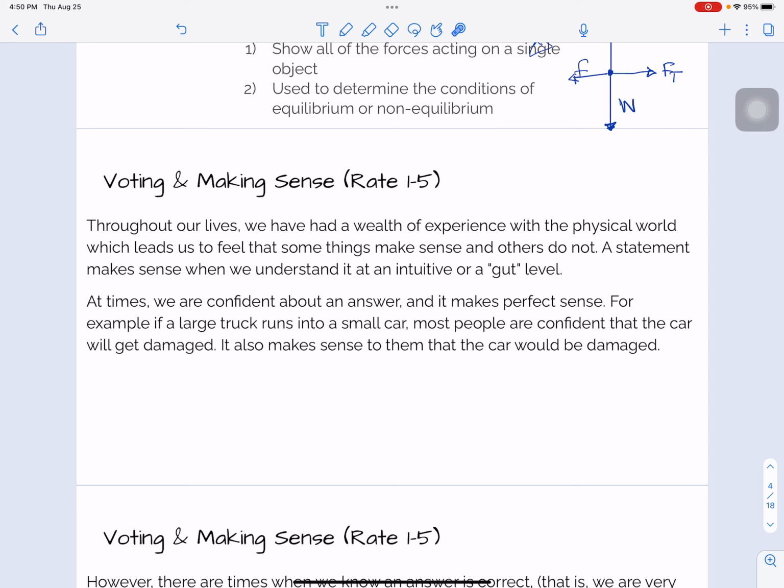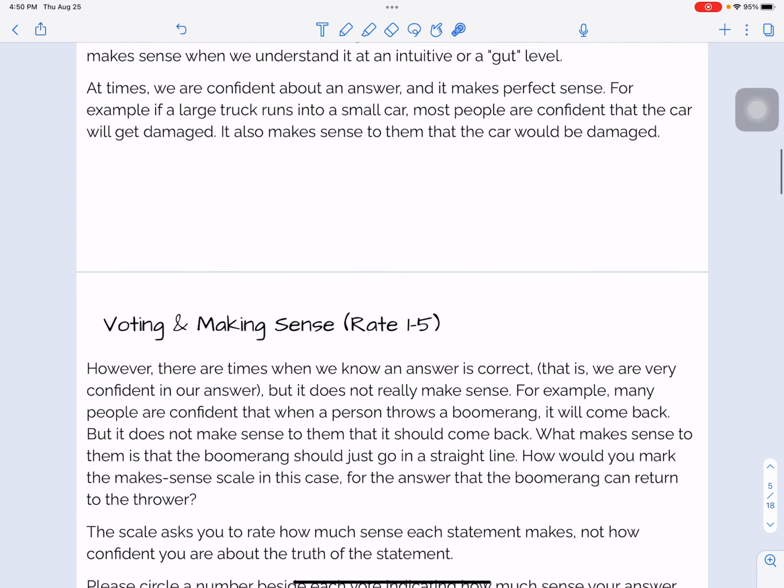And the idea is that throughout our lives, we have had a wealth of experience with the physical world, which leads us to feel that some things make sense and others do not. And a statement makes sense when we understand it at an intuitive or a gut level. At times we are confident about an answer and it makes perfect sense. For example, if a large truck runs into a small car, most people are confident that the car will get damaged. It also makes sense to them that the car would be damaged. So they know it's going to happen and they feel confident about it. And so in that case, I would give it a pretty high rating because it makes a lot of sense.